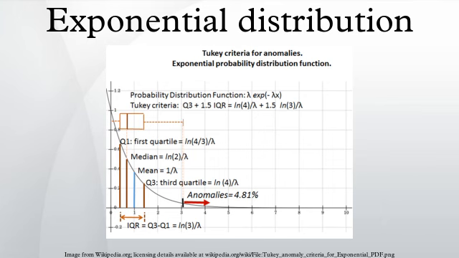Properties, mean, variance, moments and median. The mean or expected value of an exponentially distributed random variable X with rate parameter λ is given by the following. In light of the examples given above, this makes sense. If you receive phone calls at an average rate of 2 per hour, then you can expect to wait half an hour for every call. The variance of X is given by the following. So the standard deviation is equal to the mean.